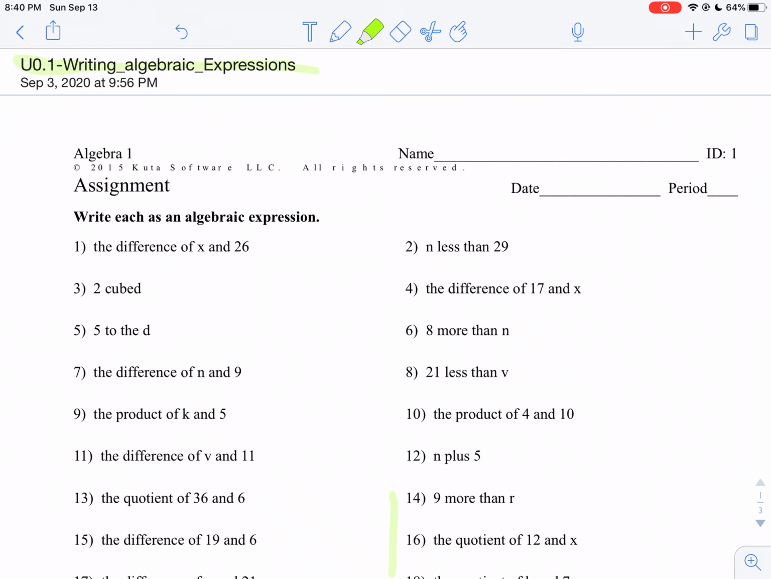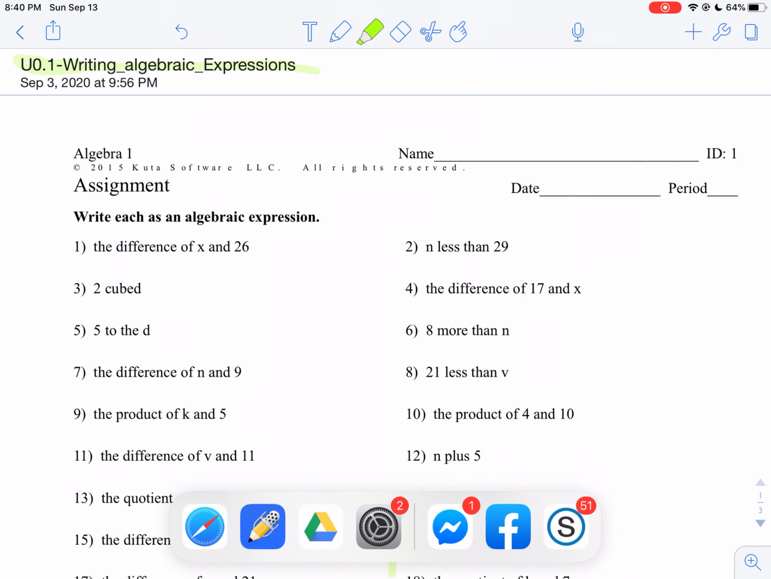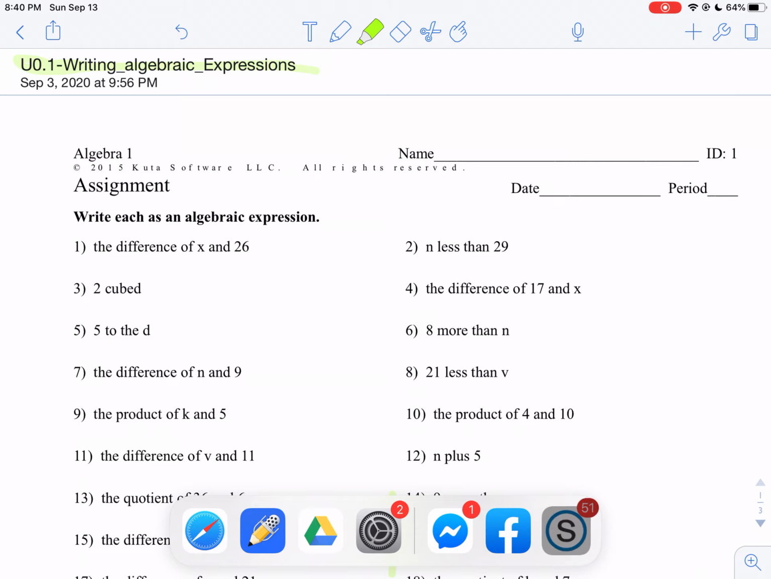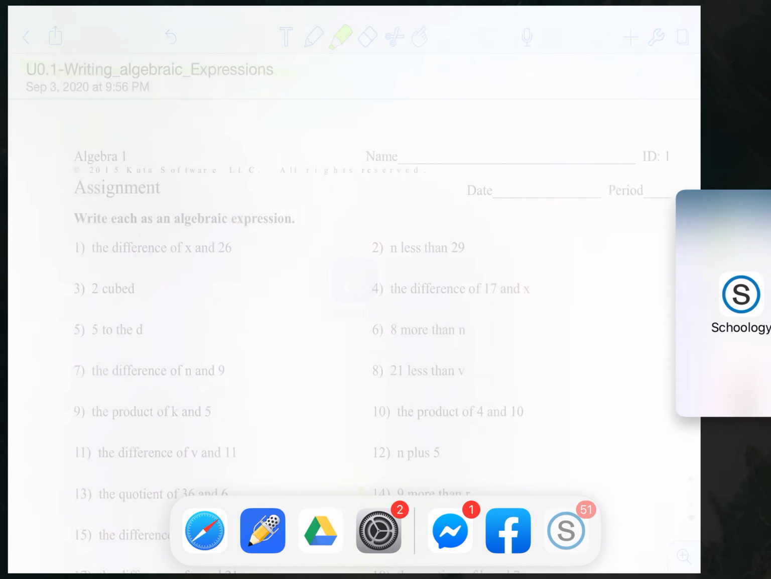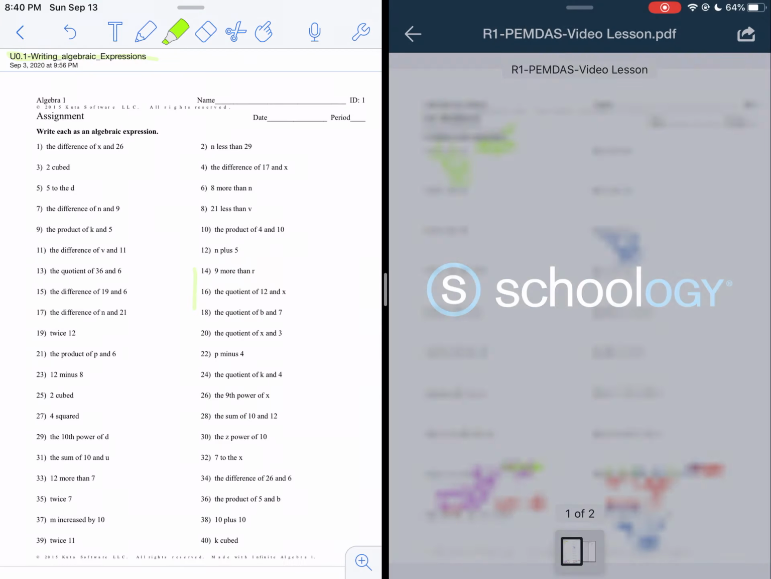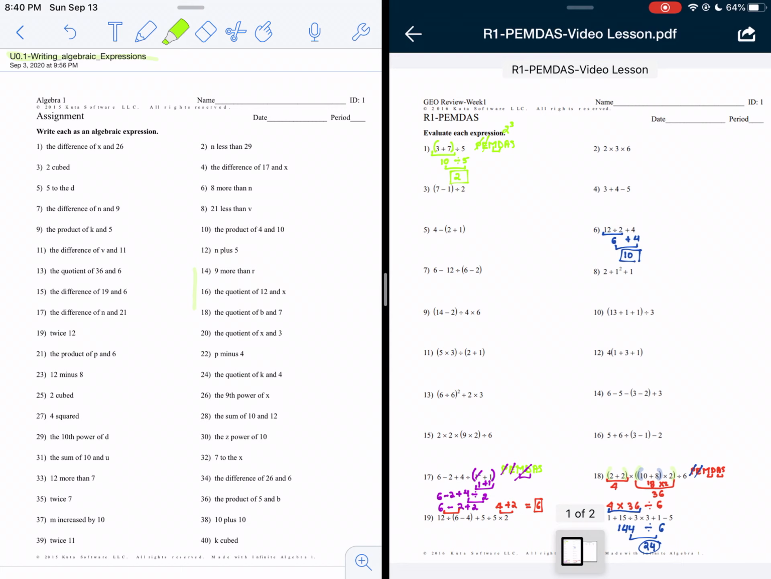So I'm going to go back and open this. Now Schoology is right there. So I'm just going to hold it and put it on the right hand side and let it go a bit. And here my screen is split in half.